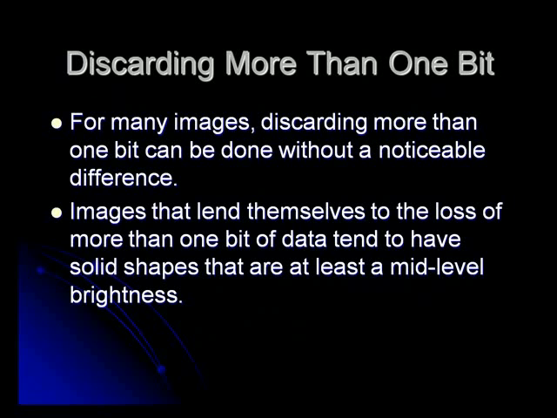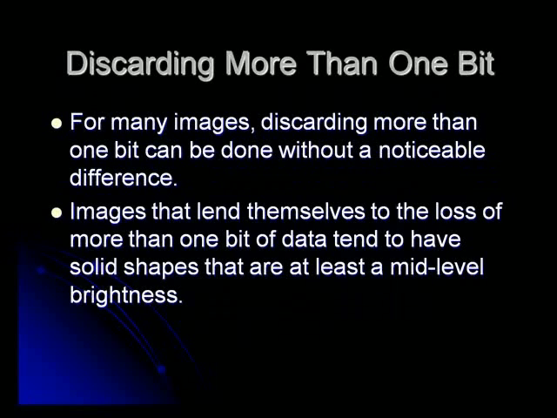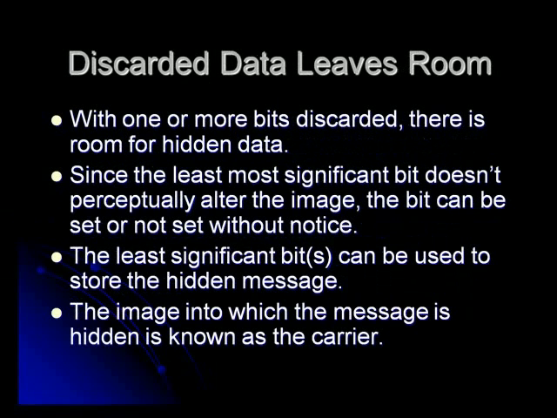Images that lend themselves to losing more than one bit tend to have solid shapes that are at least a mid-level brightness. Once the data is discarded, there's room for the hidden message data. Since the least significant bit doesn't perceptibly alter the image, that bit can either be set or not set without notice. The least significant bit can be used to store the hidden message. The image into which the message is hidden is known as the carrier.